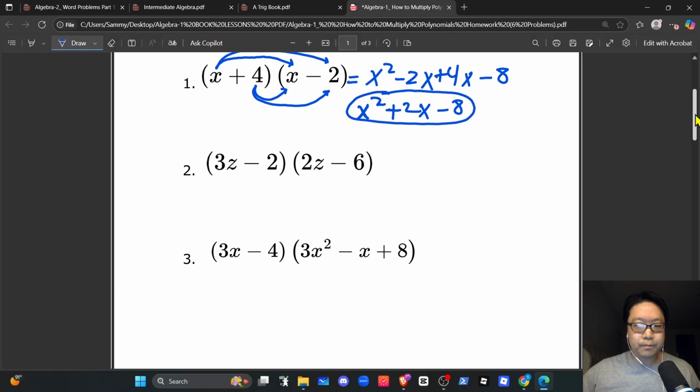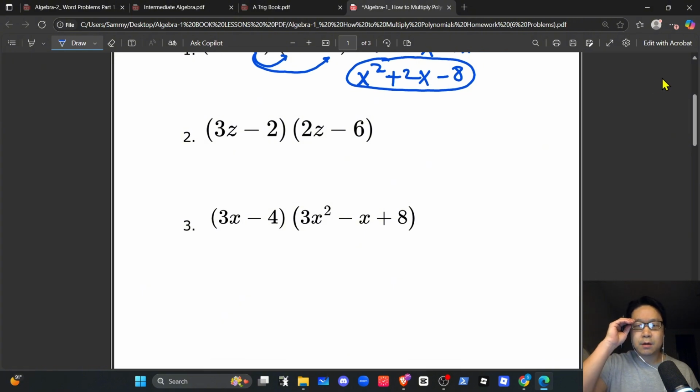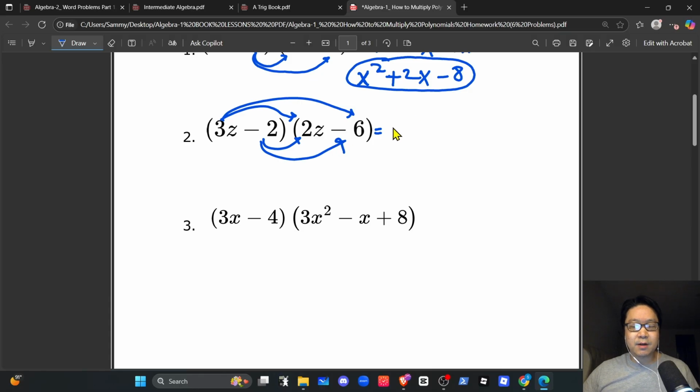Let's go to number 2. We have 3z minus 2 times the quantity of 2z minus 6. Again, same thing. We're going to multiply that, and we're going to multiply that. Okay, 3z times 2z is 6z squared. 3z times -6 is -18z. -2 times 2z is -4z. And -2 times -6 is positive 12.